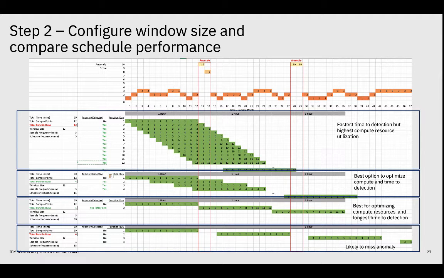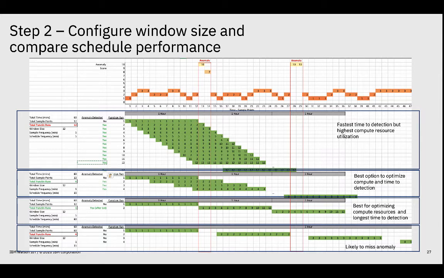And the fourth option is going to miss the anomaly completely because the sample size window is 12. However, the function was scheduled to run every 75 minutes. And so there you can see how it actually misses the anomaly. So you've got to be careful to make sure that you schedule your functions appropriately to detect the anomalies.